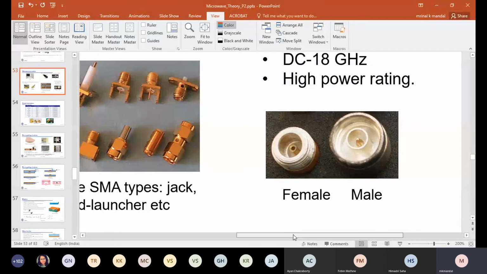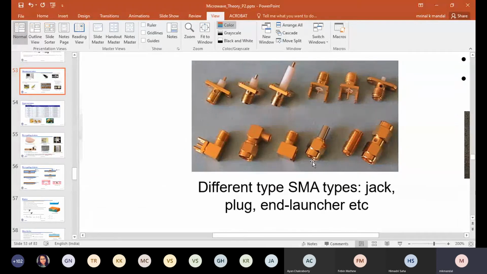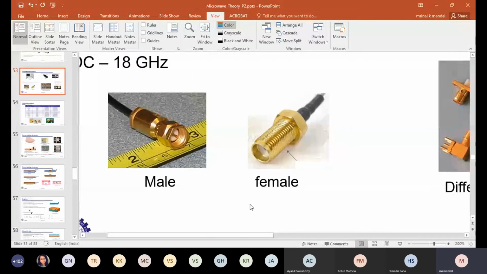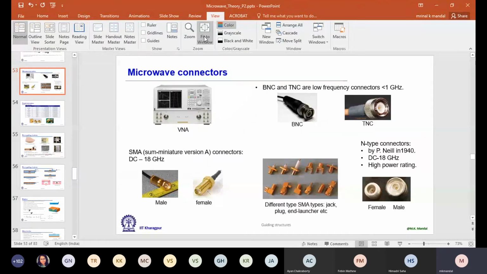Now look at the SMAs, different types of SMAs. These are for end launchers, and here this is also again SMA. So they are much thinner and easy to destroy. So that's why in lab particularly we are not very much interested, but when we go for system design or other purpose, then we prefer SMA. It is cheaper.